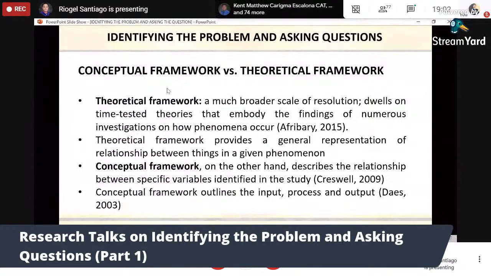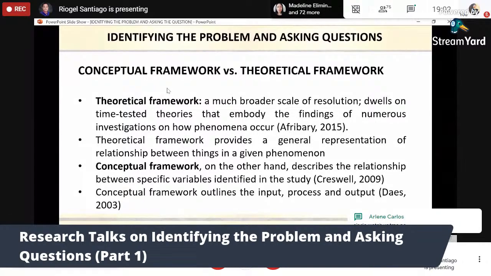Now, what's the difference between conceptual and theoretical framework? Now, kasi pag sinabi natin theoretical framework, from the root word, theory, di ba? Theory, a much broader scale of resolution, dwells on time-tested theories. Bakit time-tested theories na to? Sabi nga niluma na to ng panahon. Proven and tested na po ito. Hindi mo na po pwedeng pagdudahan ito kasi bukod sa niluma na ng panahon, it is proven and tested, that embody the findings of numerous investigations on how a certain phenomena occur.